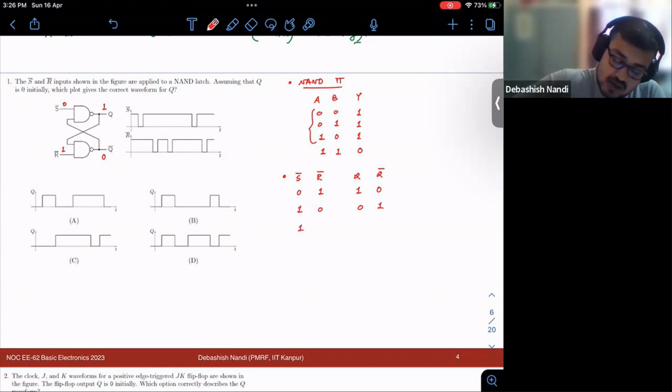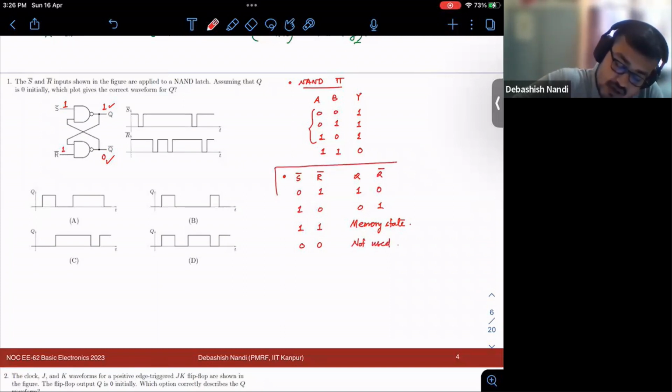And what about your 1 1? If both are 1, now suppose I just move this to 1, what will happen? The 0 1 will make the output remain at 1, and your 1 1 will keep the output remaining at 0. So it is nothing but a memory state. And in the similar manner, you can show that 0 0 is not used in this case. Okay, so this is your NAND latch truth table.